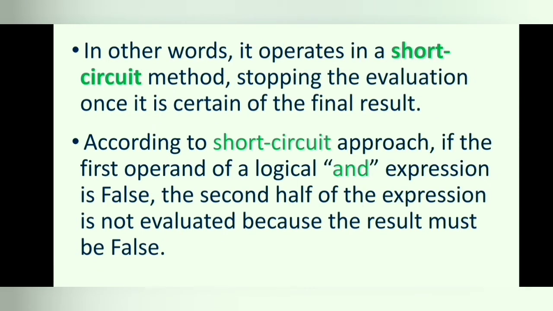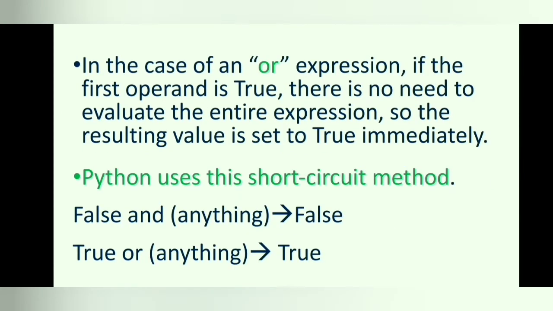In other words, it operates in a short circuit method, stopping the evaluation once it is certain of the final result. According to the short circuit approach, if the first operand of a logical AND expression is false, the second half of the expression is not evaluated because the result must be false. In the case of an OR expression, if the first operand is true, there is no need to evaluate the entire expression, so the resulting value is set to true immediately. Python uses this short circuit method. False and anything is false. True or anything is true.